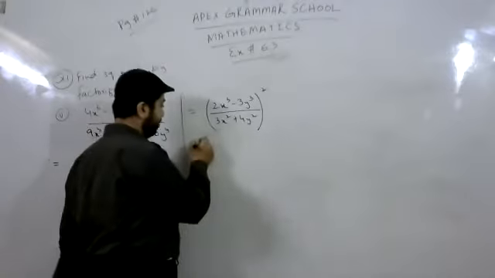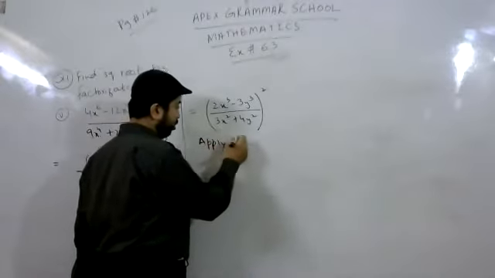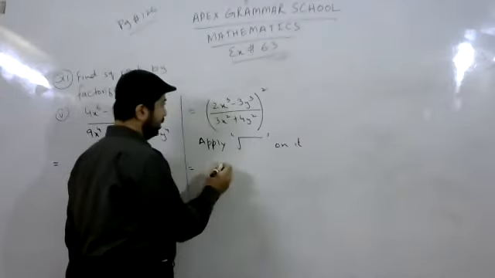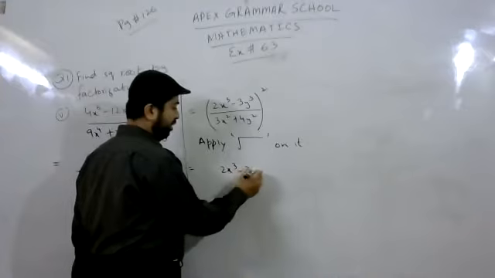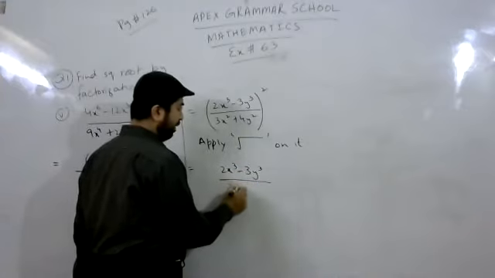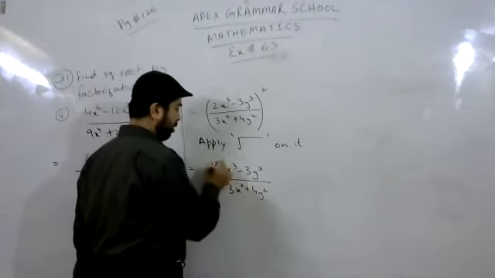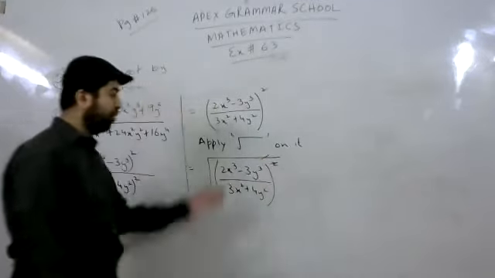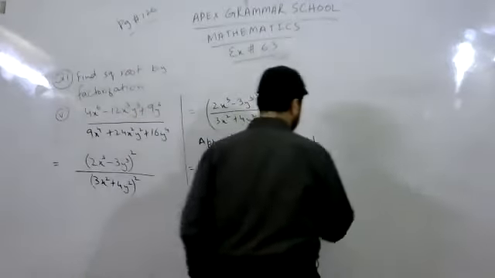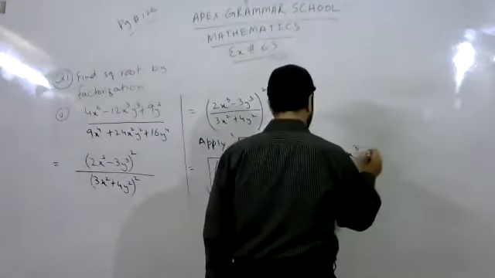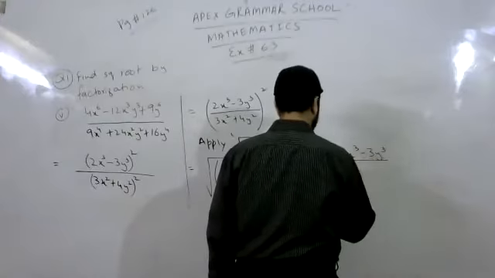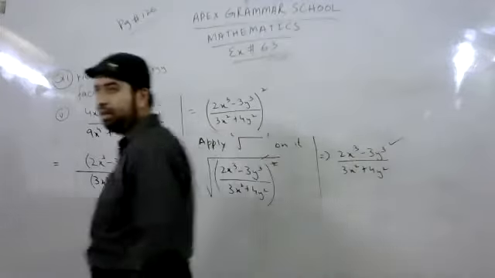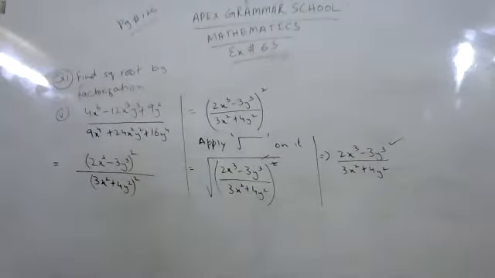So apply the square root sign on that, which is (2x cubed minus 3y cubed) over (3x square plus 4y square), whole square, and apply square root on it. After that you are left with only the answer, that is 2x cubed minus 3y cubed over 3x square plus 4y square. And that's it. This is the answer. And this was your part number 5.